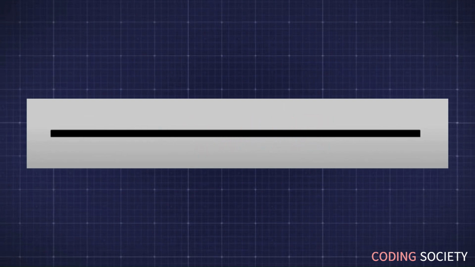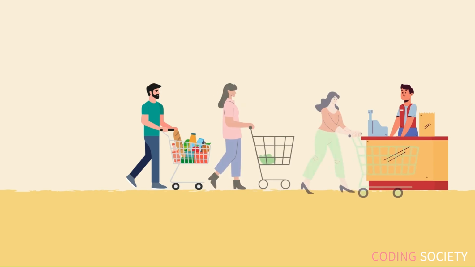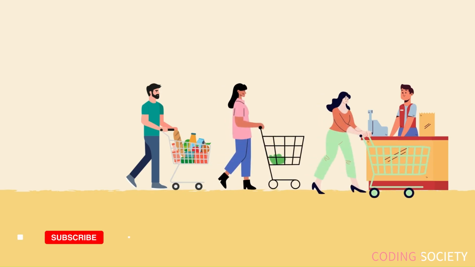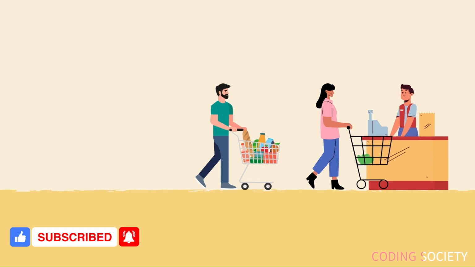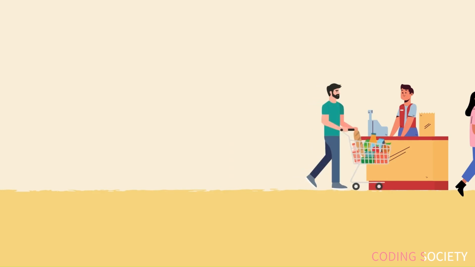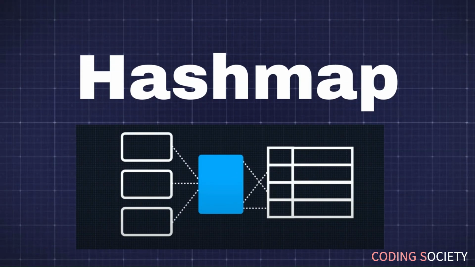Imagine you're in a line at a store. The first person to arrive is the first to be served, and newcomers join at the end, waiting their turn. This first come, first served approach exemplifies the first in, first out principle, ensuring fairness by processing items in the order they arrive. Now we are going to talk about the HashMap.